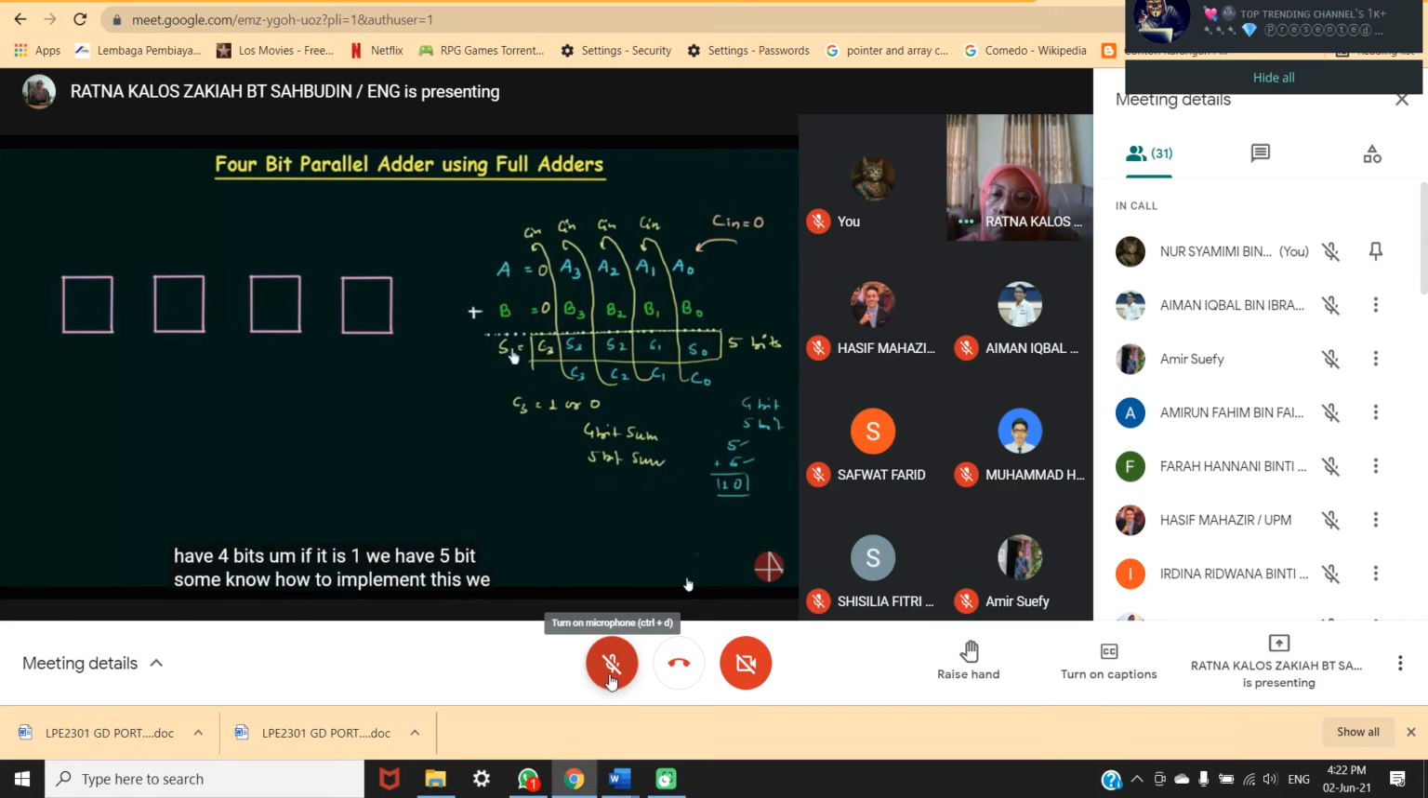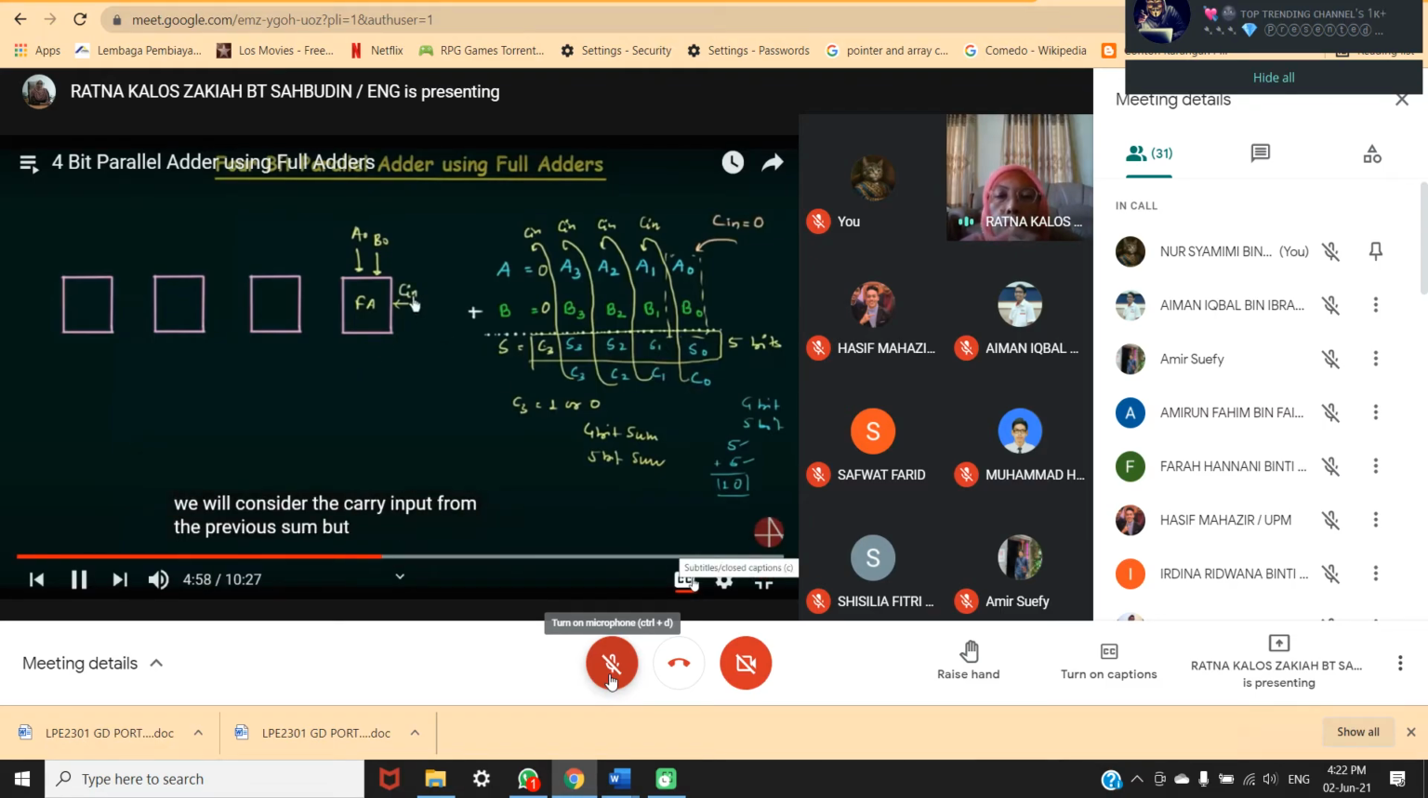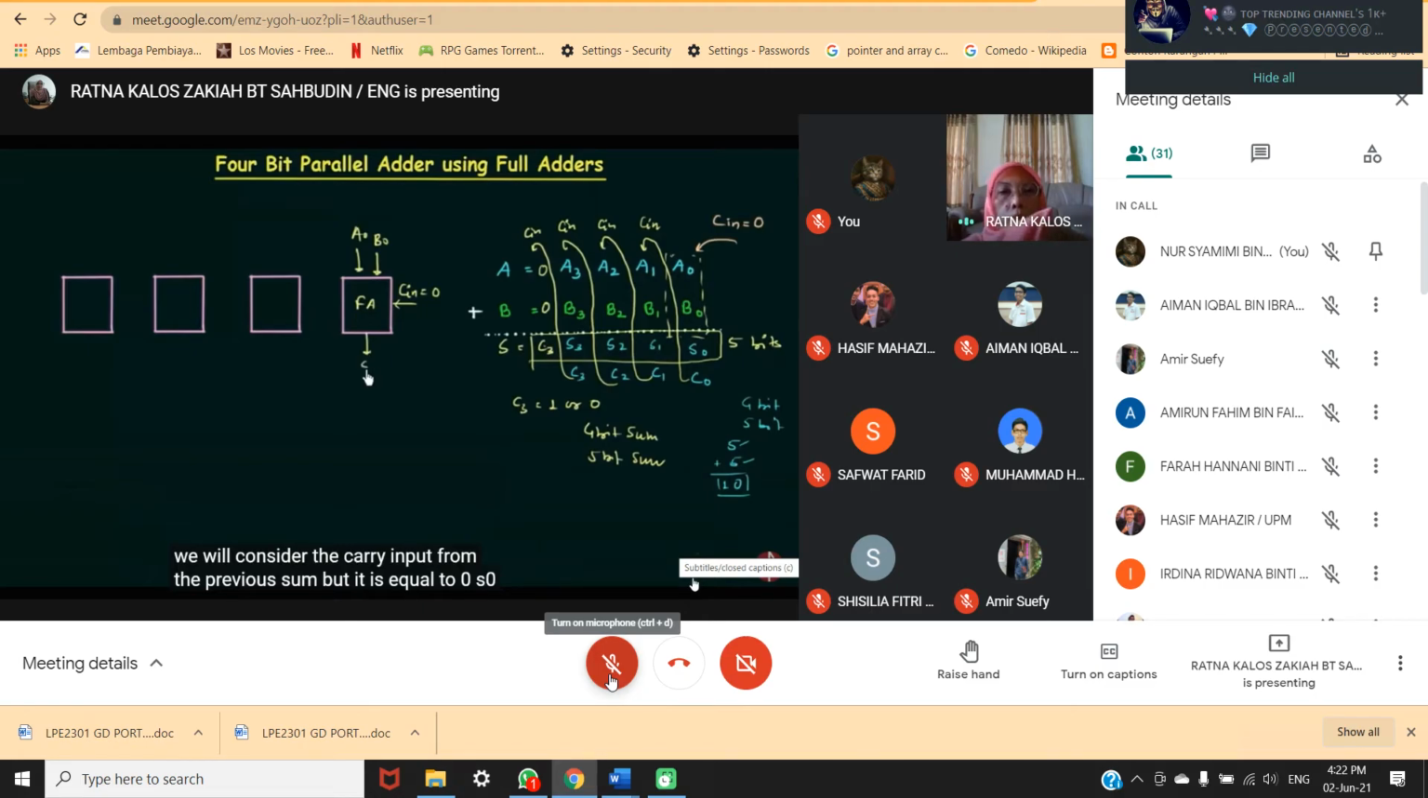Now how to implement this? We will implement this by using full adder. Let's consider the addition of first 2 bits, B0, A0 will act as the 2 bits, and we will consider the carry input from the previous sum, but it is equal to 0. S0 is the sum for the first addition, the addition of the first 2 bits, and this is the carry output C0, right? It will act as the input carry to the next full adder that we are going to use.